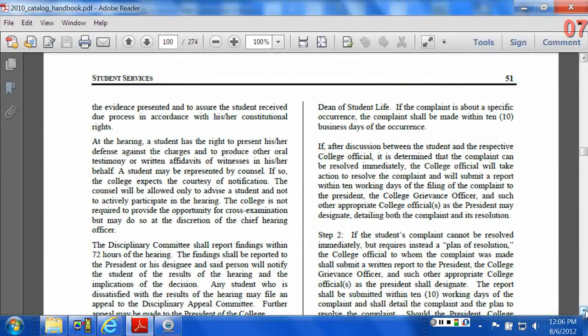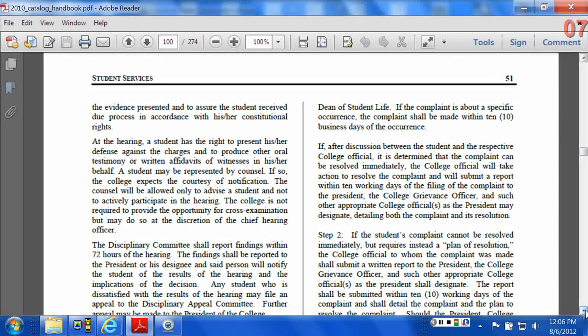The student has a right to speak. The student has a right to present testimony of others, as well as written affidavit of witnesses on the student's behalf. A student also may have a counsel present, that is legal counsel, an attorney. If so, the college expects the courtesy of a notification. That is, if an attorney is to come, we are to be informed before the hearing. The counsel will be allowed only to advise the student and not to actively participate in the hearing.